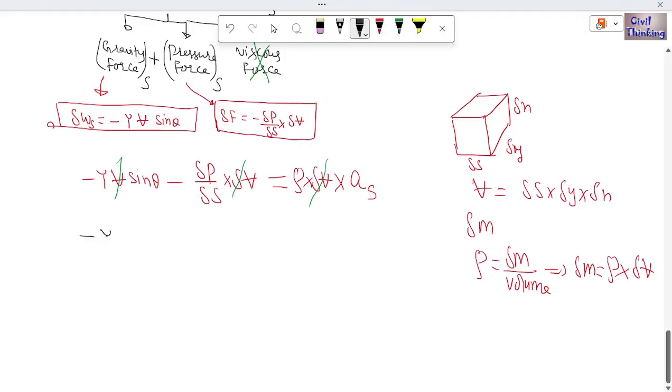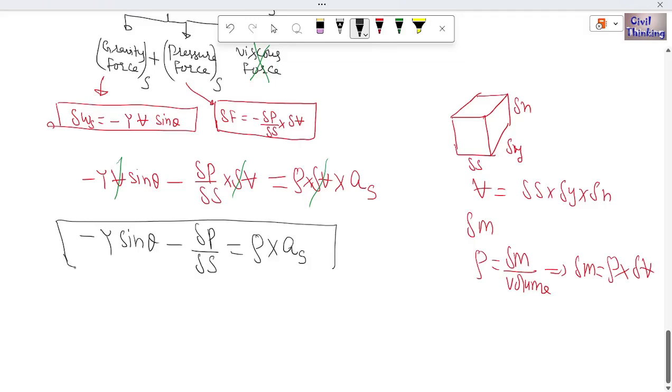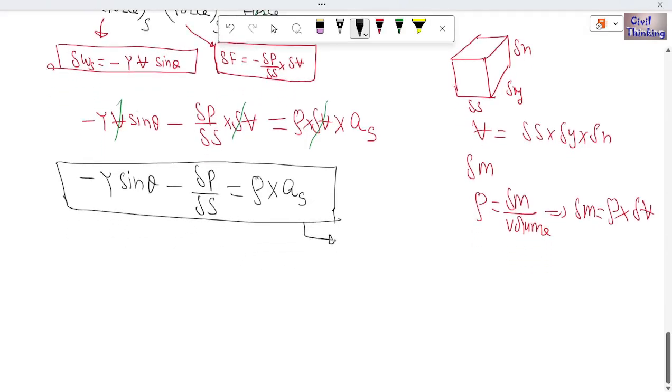We are left with minus gamma sine theta minus delta P by delta S is equal to density times the acceleration. Okay, but acceleration along the streamline. So this equation we call the equation of motion. Okay, so it is better if you just remember it.